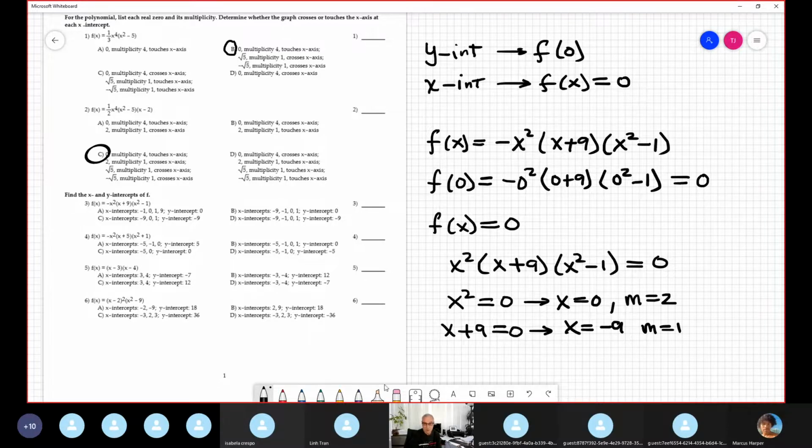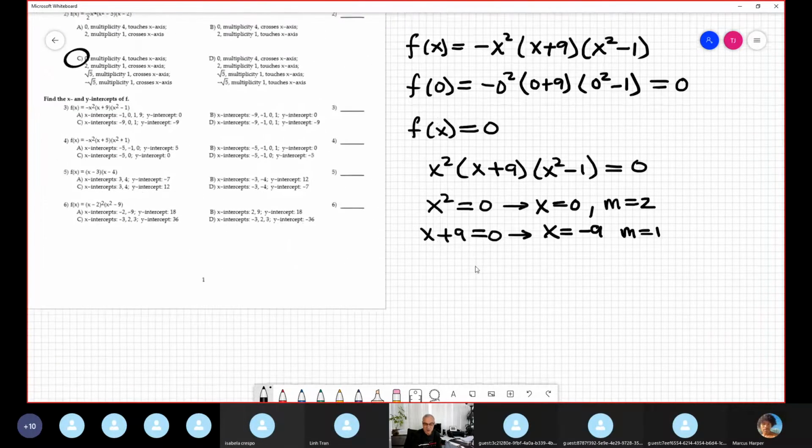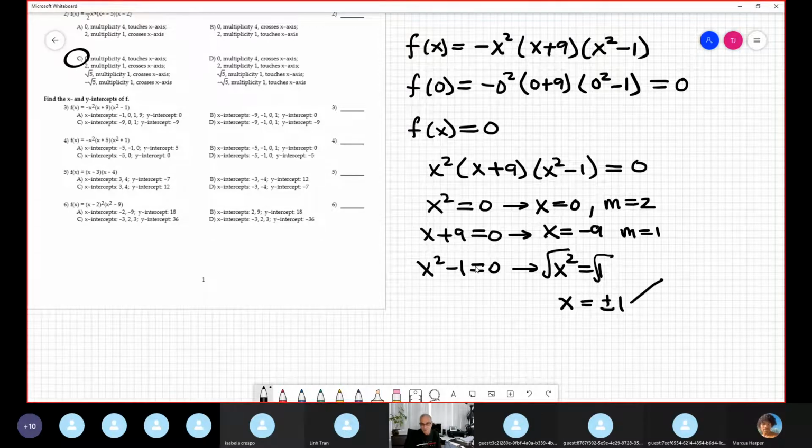And the third one is x squared minus 1 equals 0. It's a quadratic equation. x squared equals 1, apply the square root to both sides. x is equal to plus or minus 1. It's a positive 1 and a negative 1. Multiplicity, of course, 1 again.